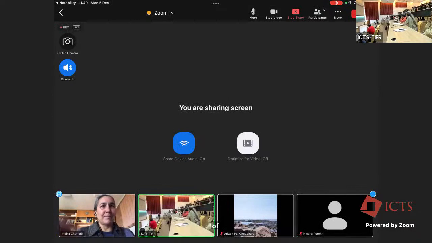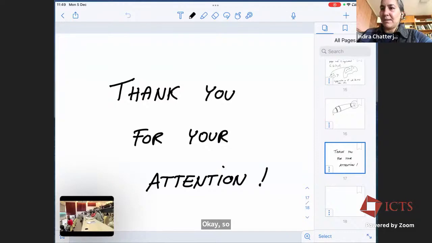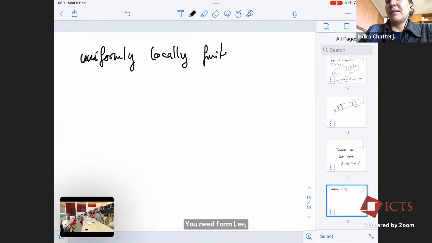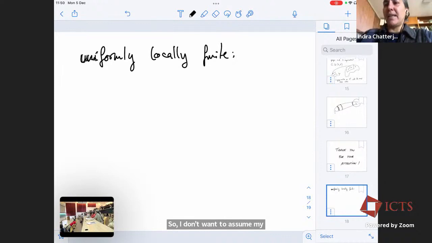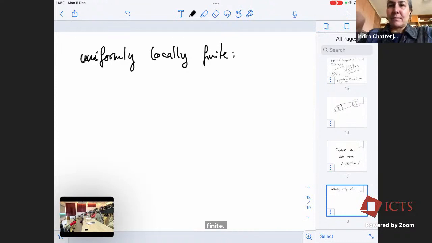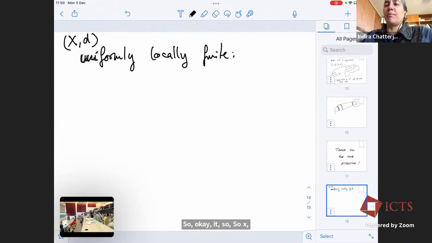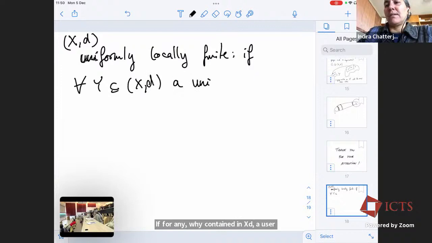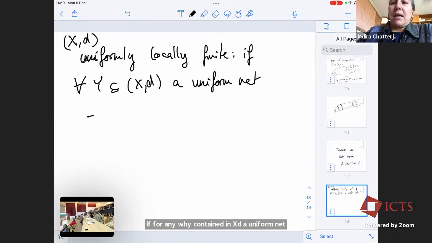Could you please explain again the definition of uniform local finiteness? Okay, so uniformly locally finite. I don't want to assume my space to be locally finite. So XD is a metric space. I'm going to say that it's uniformly locally finite if for any uniform net Y contained in XD. A uniform net is a discrete subset.